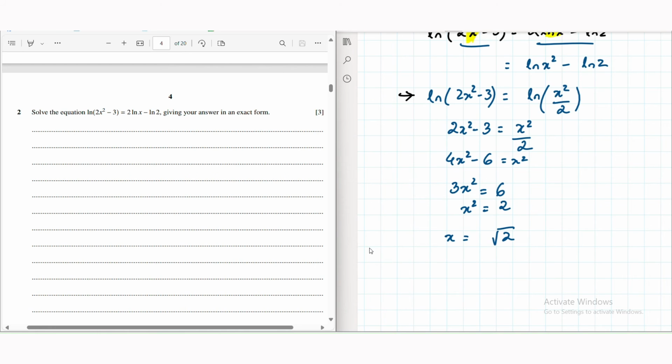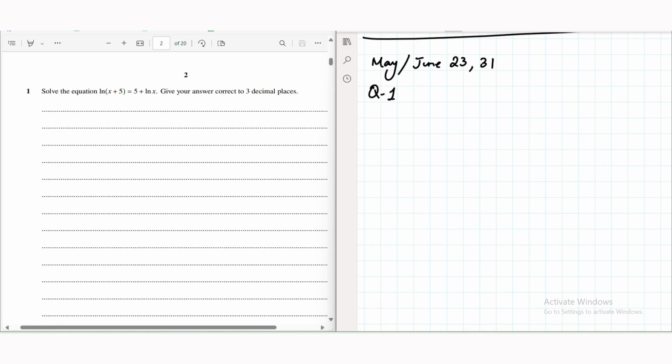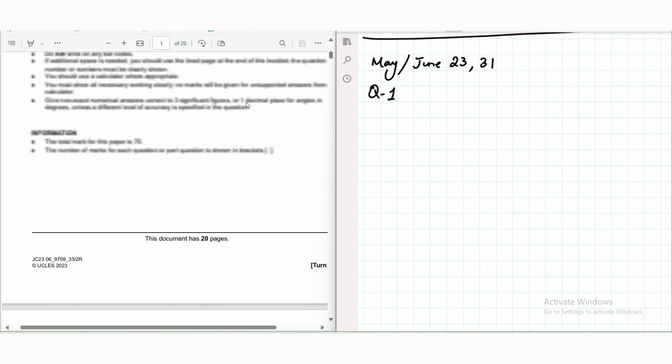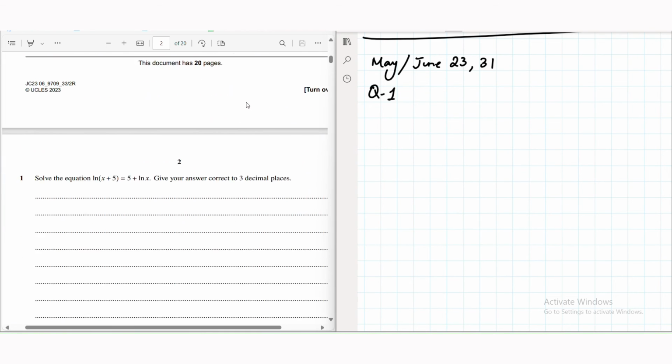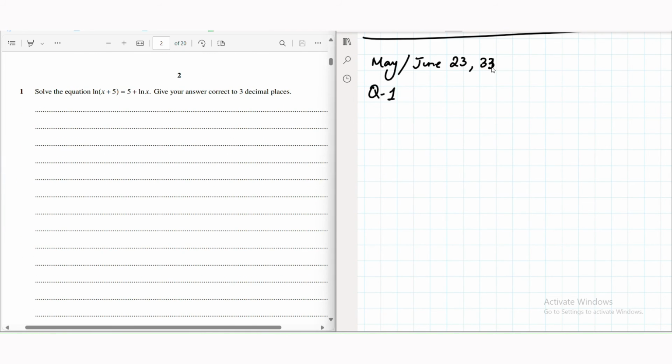All right, good. On to the next question. Okay, so wait, sorry, my bad. This is probably 3-3, not 3-1. So this is 3-3, question number 1. Solve the equation, and give your answer to 3 decimal places. ln(x + 5) equals 5 plus ln x.